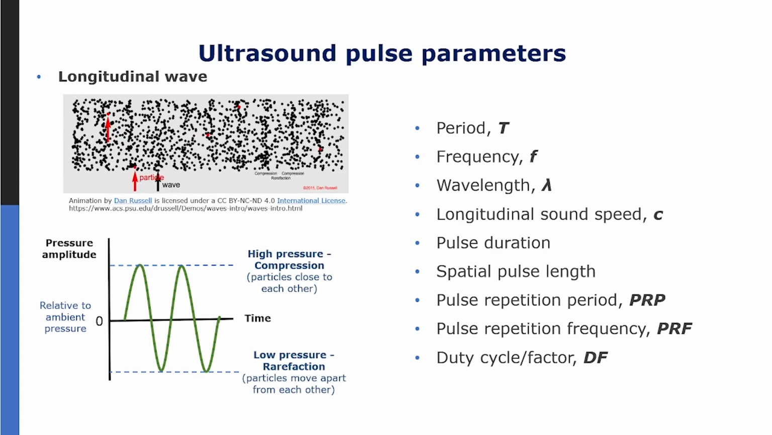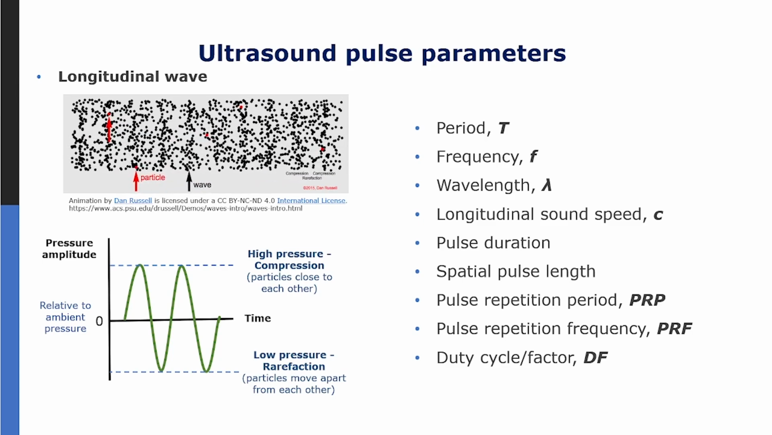Also, we talked about the duty cycle, which is the on time divided by the on and off time of the pulse. So this is basically the pulse duration divided by the pulse repetition period.